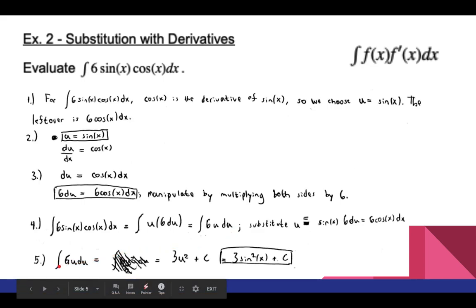And we can evaluate this integrand right here using the power rule in reverse. Specifically, we know the integral of 6u du is going to be equal to 3u squared plus c. So now we can replace u with sine of x, which gives us 3 sine squared of x plus c as our general antiderivative.